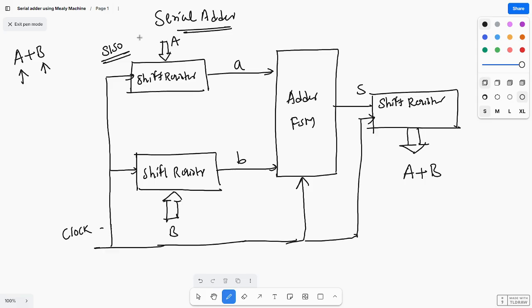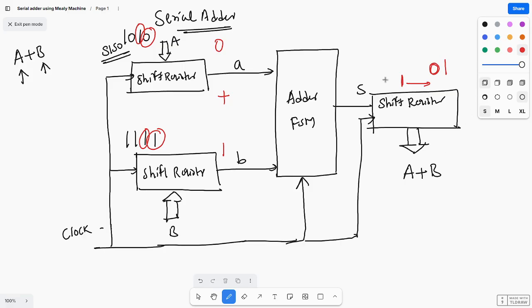Serially, suppose you want to add 1010 and 11. First this will be shifted and this will be added. That means first 0 plus 1 will be added and stored in the shift register. 0 plus 1 is 1. After that, the second bit will be added, going through the adder FSM, and when it is saved in the shift register, it will be shifted towards the right. So 1 will come here, and 1 plus 1 is 0. Like this, 1 bit is shifted and stored in this shift register.